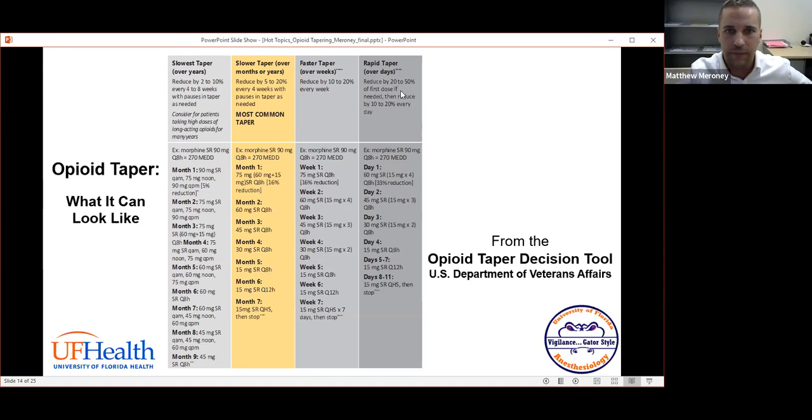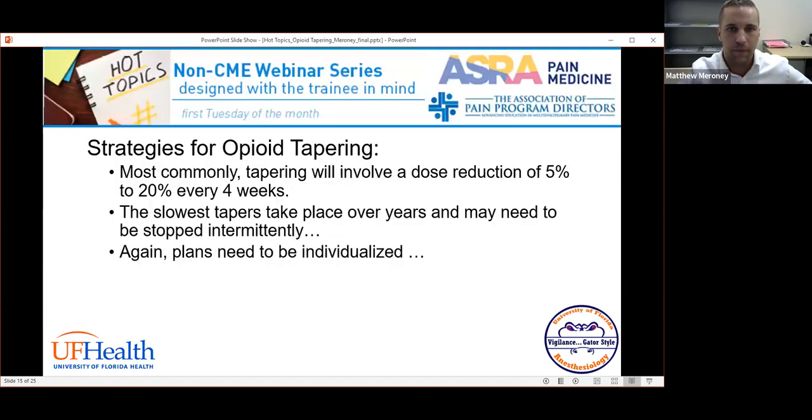And in the extreme, this goes from month 1 through 7, then you can consider, just for simplicity's sake, a faster taper, where instead of every month, you're making a change every week. And then at an extreme, you're making a change almost every day. But again, this needs to be individualized to the patient.